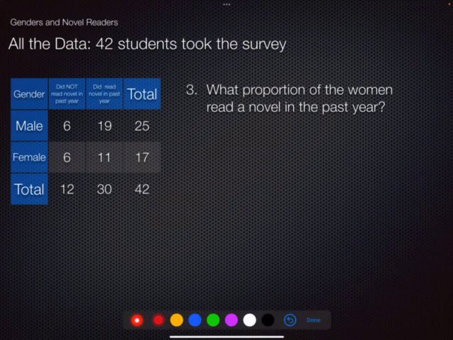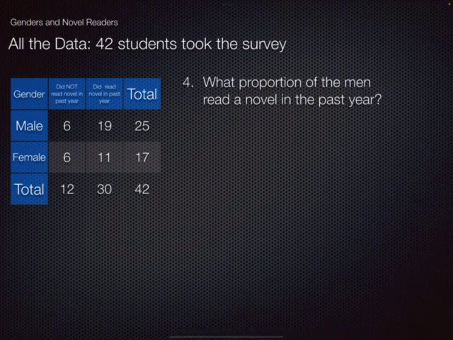So, number 3. What proportion of the women read a novel? So females, we have a total of 17 women. This question is out of the women, so out of 17. What proportion of women read a novel in the past year? So did read, 11 out of 17. Again, we can get out our calculator and enter that as a decimal, or you can leave it as 11 out of 17. That is the proportion. But again, if we're doing a pie chart, you do want to convert that to a decimal and then to a percent.